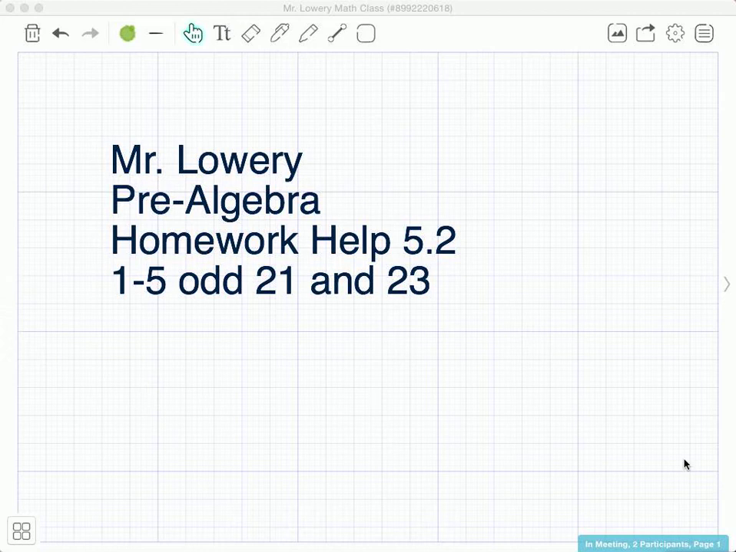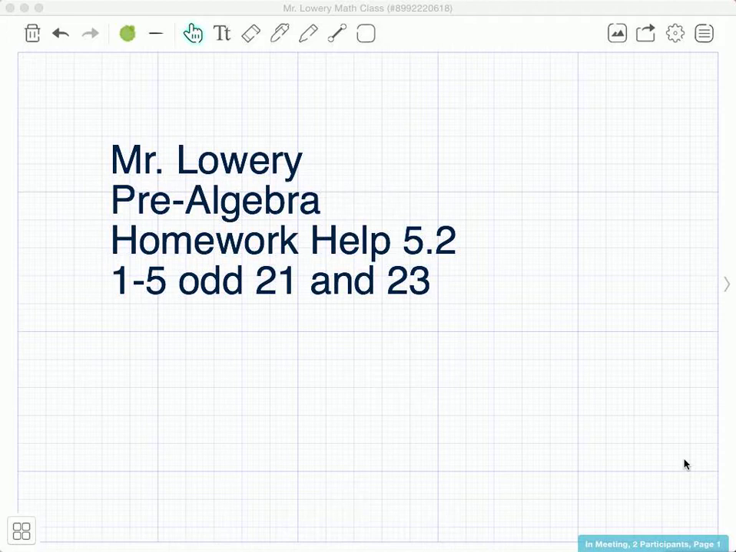Today's homework helps cover section 5-2, and we're going to be doing problems 1 through 5 odd, as well as 21 through 23, or 21 and 23. You guys are assigned a lot more than that, but this should just be a little bit to help you get started on your homework. If you guys are kind of struggling with some of the topics, some of the things in this video may help get you started.